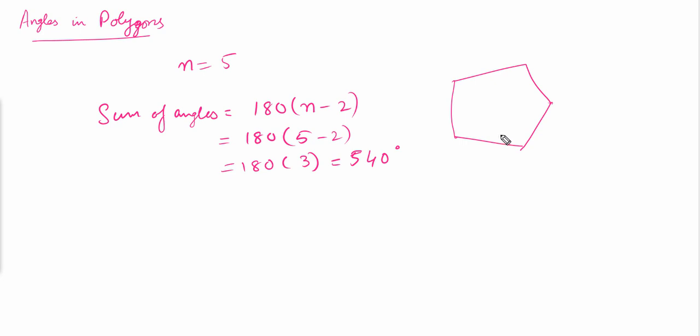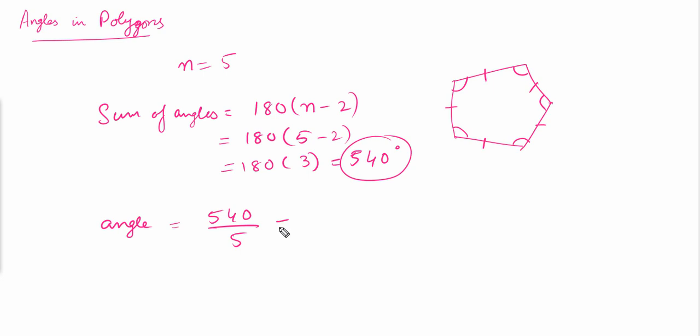Now let's suppose all the sides of this pentagon are equal, 1, 2, 3, 4, 5. It means that all the angles in this pentagon will also be equal. So in order to find out one angle, we'll just divide the sum of angles by the total number of sides. So one angle will be equal to the sum of angles divided by the number of sides. So it will be 540 divided by 5. Once we divide it by 5, we'll get 108.